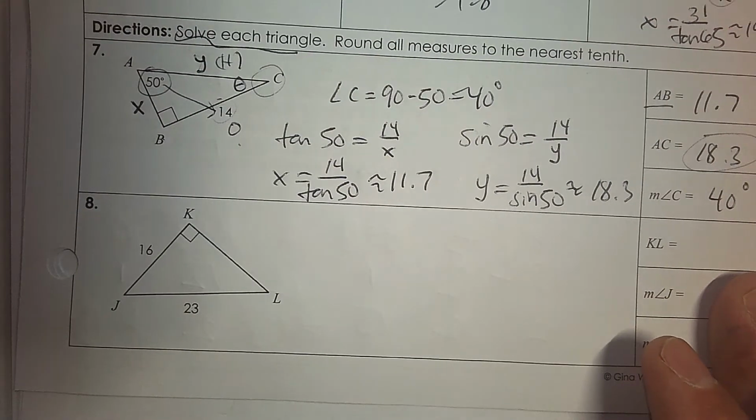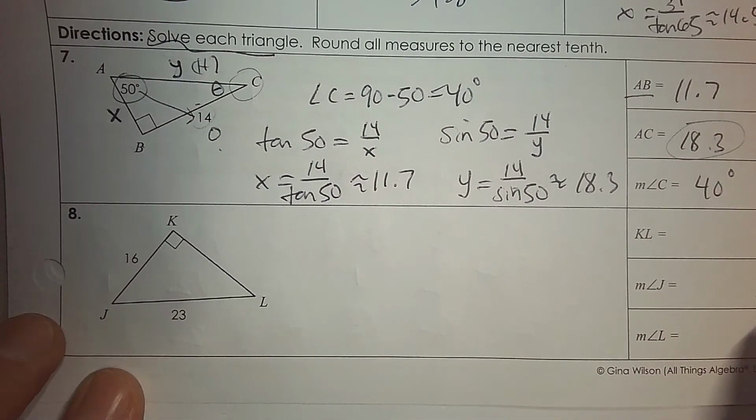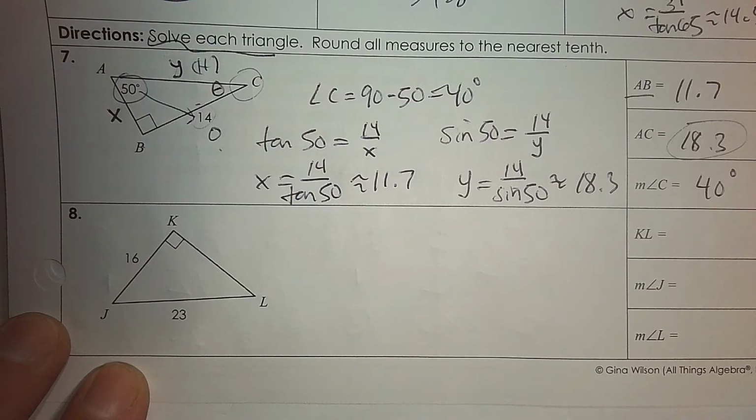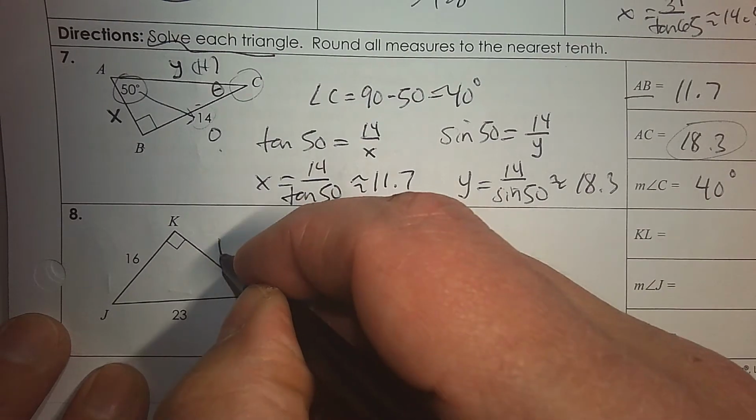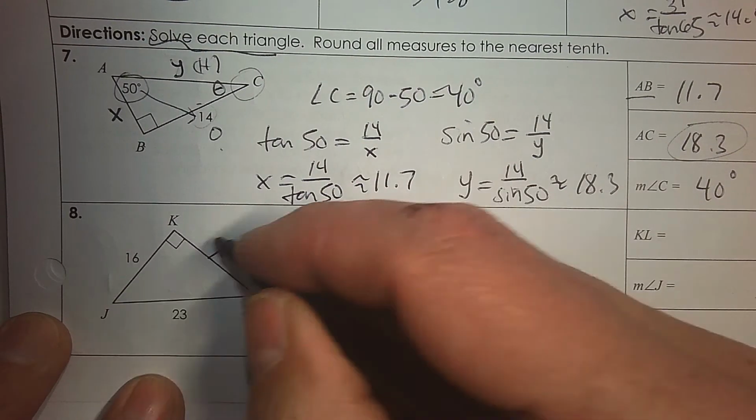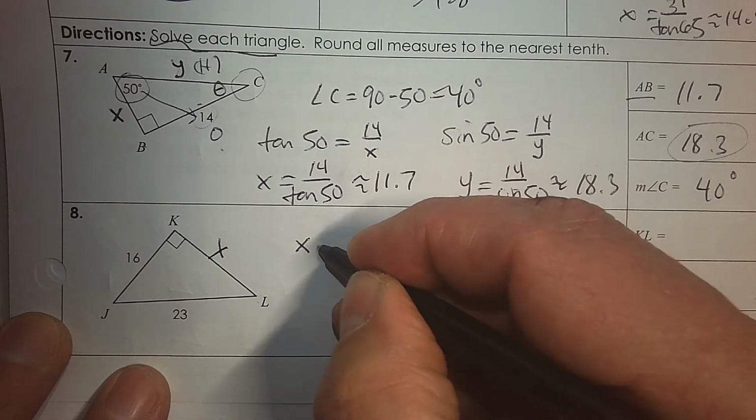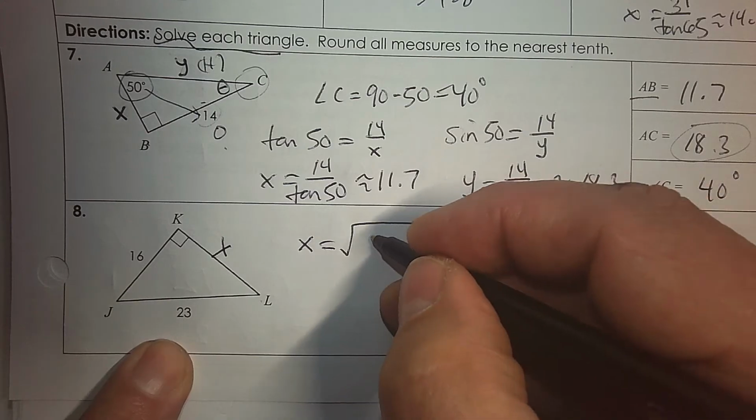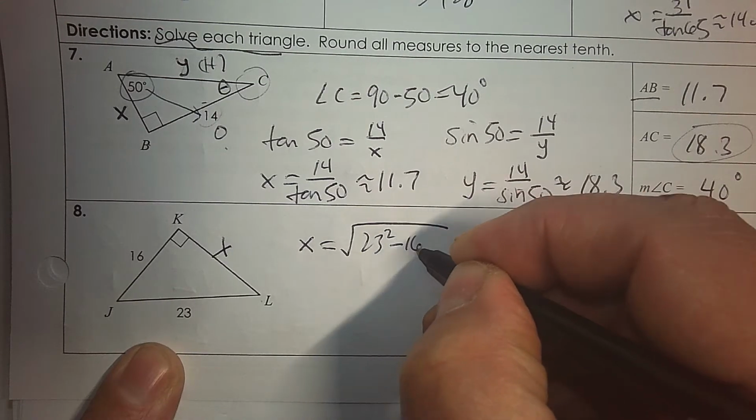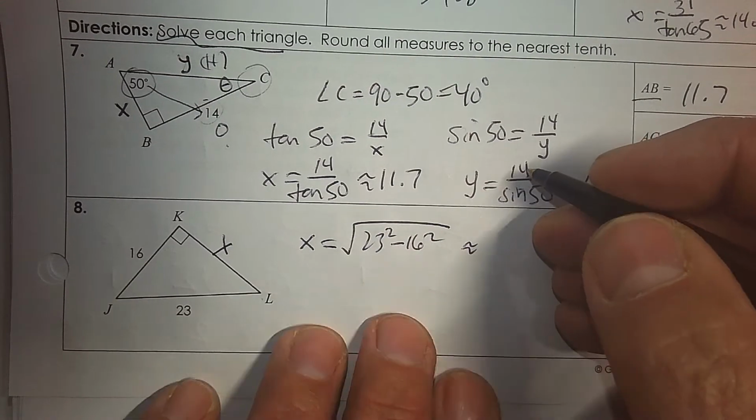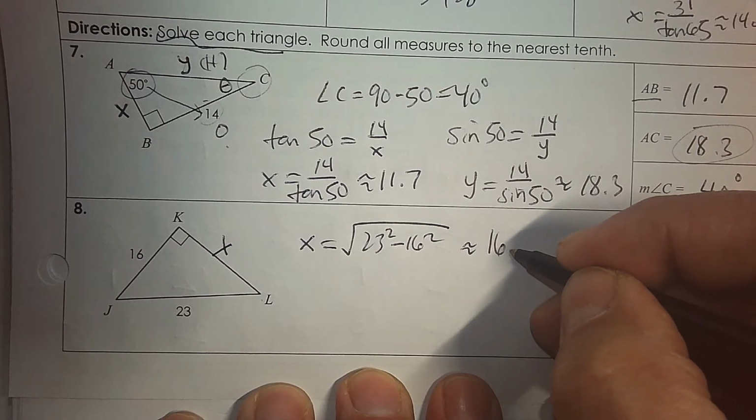All right, number 8. Solve for all the parts that are missing here. So what's missing? K to L. Well, I'm going to label that x. And since it's a right triangle, we know two of the sides. No trigonometry here. It's just the square root of 23 squared minus 16 squared. So if we do that, the approximate answer is 16.5.